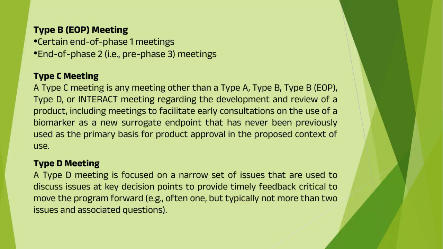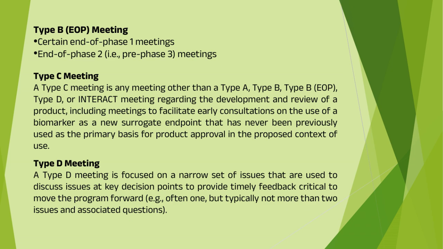Type B EOP meeting. Certain end of Phase 1 meetings, end of Phase 2, i.e. pre-Phase 3 meetings. Type C meeting. A Type C meeting is any meeting other than a Type A, Type B EOP, Type D, or Interact meeting regarding the development and review of a product, including meetings to facilitate early consultations on the use of a biomarker as a new surrogate endpoint that has never been previously used as the primary basis for product approval in the proposed context of use.